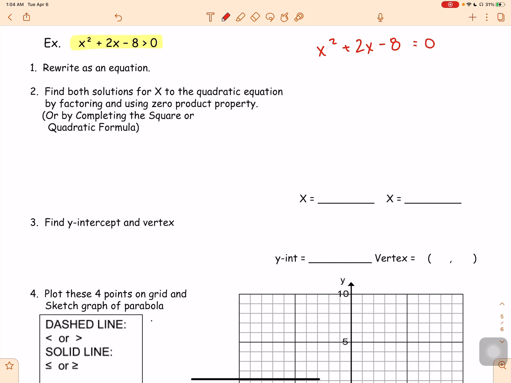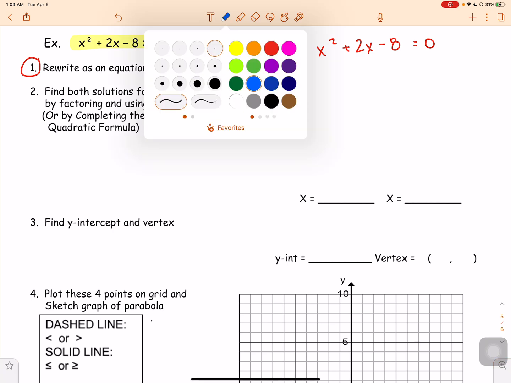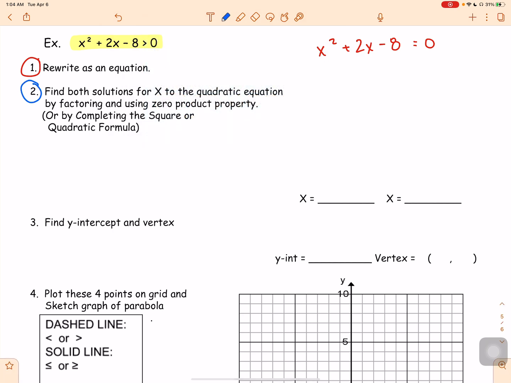Let's see if it's factorable. So I'm rewriting it as an equation. Now I'm going to find both solutions for x. X squared times -8 is -8x squared. This 2x goes in the bottom of that diamond. So if I want to try to find 8, 1 times 8, 2 times 4, somehow I can combine 2x and 4x to multiply to -8x squared and add to positive 2x. So go ahead and try that out on your own.